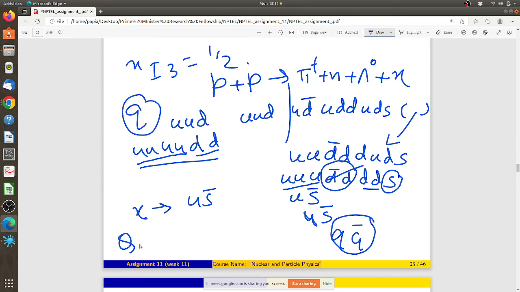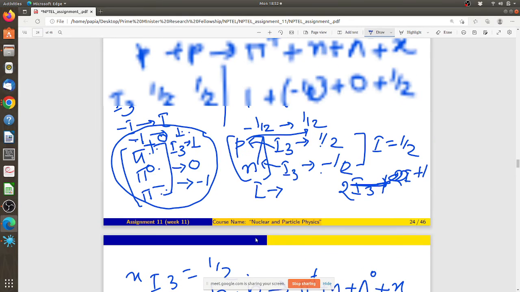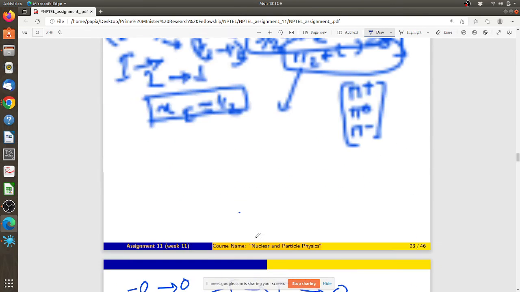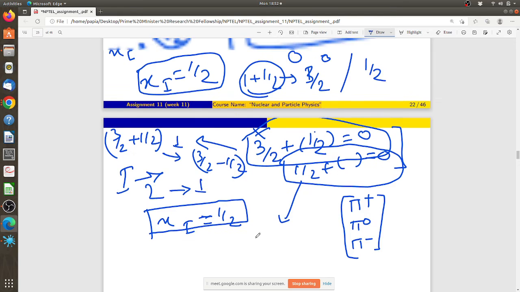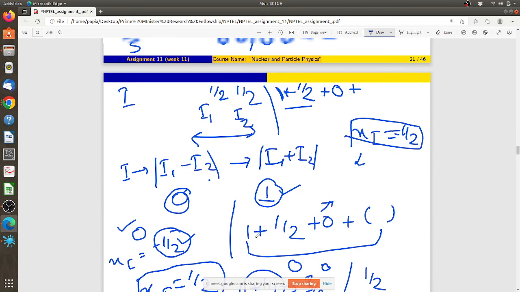Q means charge, electric charge. U has a charge of what? 2 by 3. And S bar has charge minus 1 by 3. So S bar has plus 1 by 3. So as a whole it will give us one value, like charge is 1. Whatever we have done here before, charge was 1. Okay, that is fine.